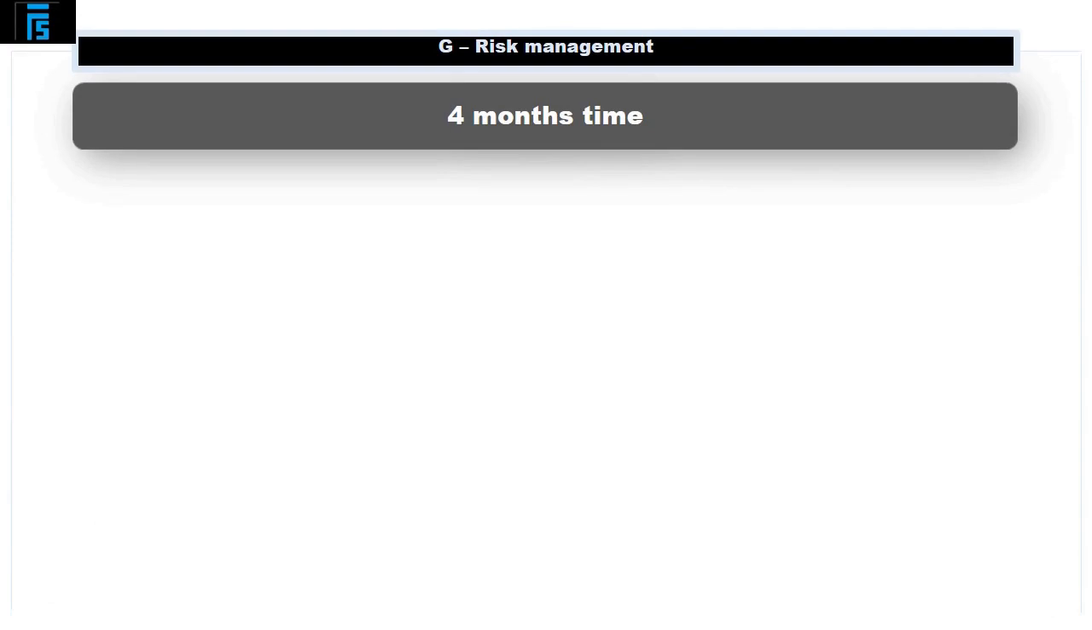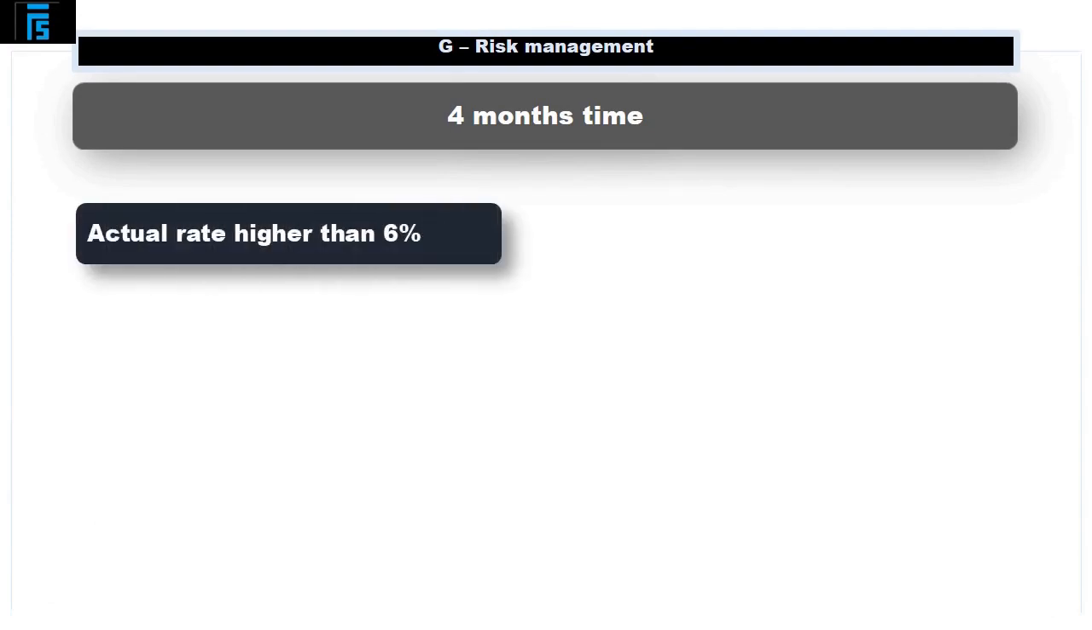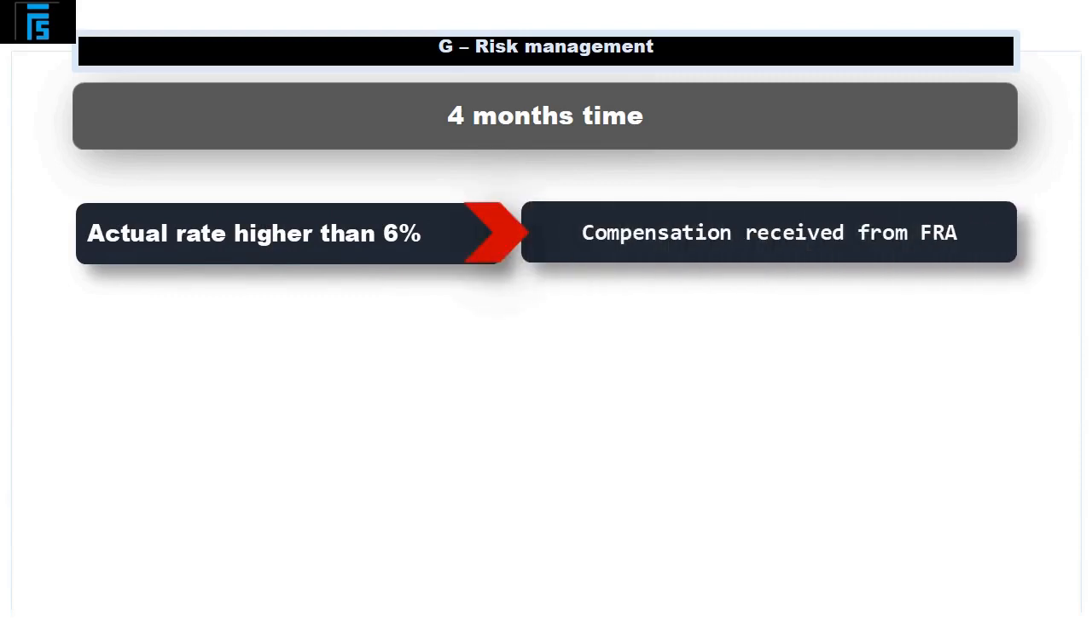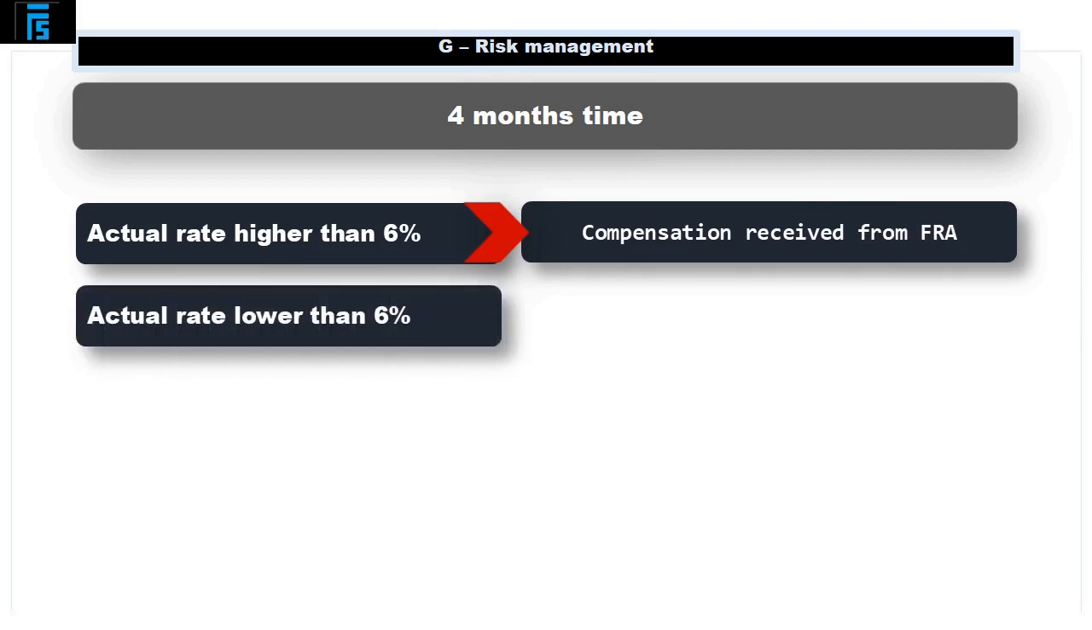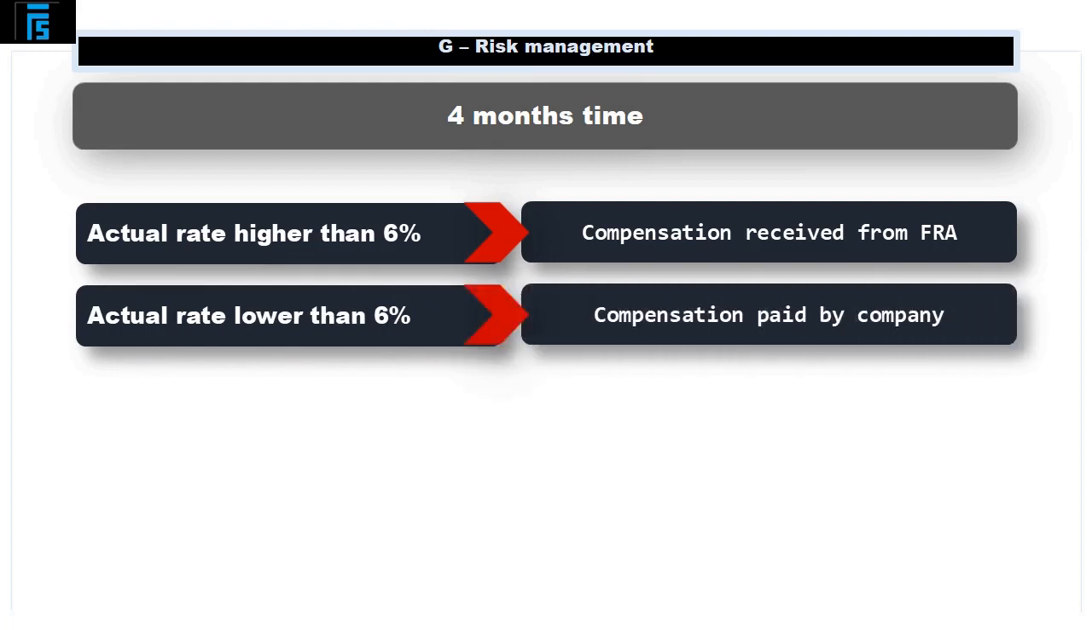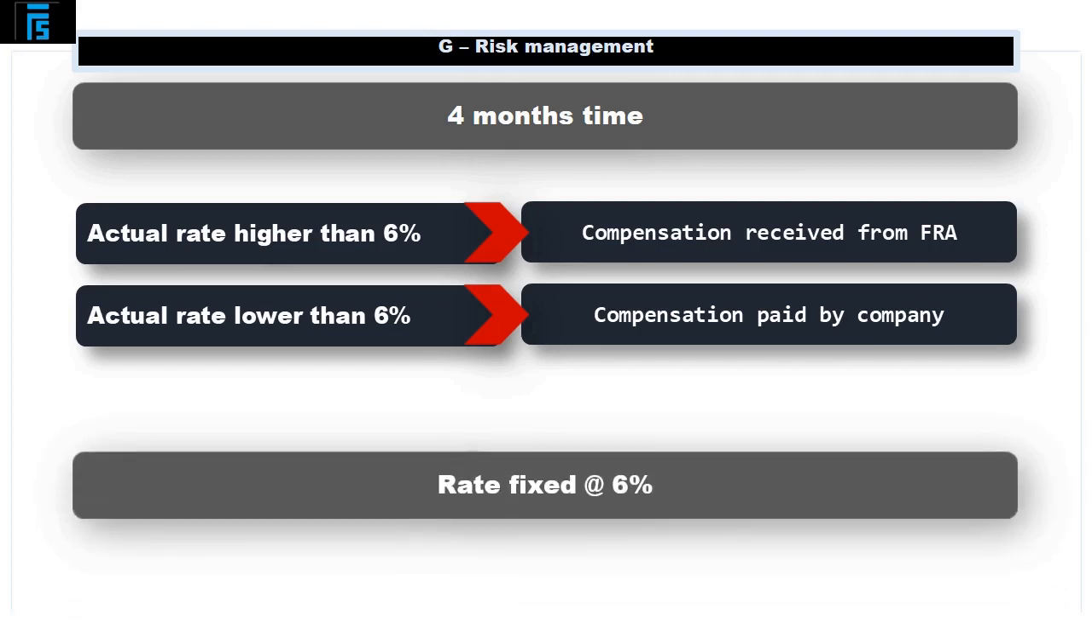If in 4 months' time the rate applicable on the actual loan is higher than 6%, the company will receive compensation from the FRA equal to the actual rate minus 6%. Conversely, if the actual rate is less than 6%, the company will pay compensation. Either way, the effect is that the combination of the interest rate on the loan and the compensation paid or received on the FRA fixes the rate at 6%.